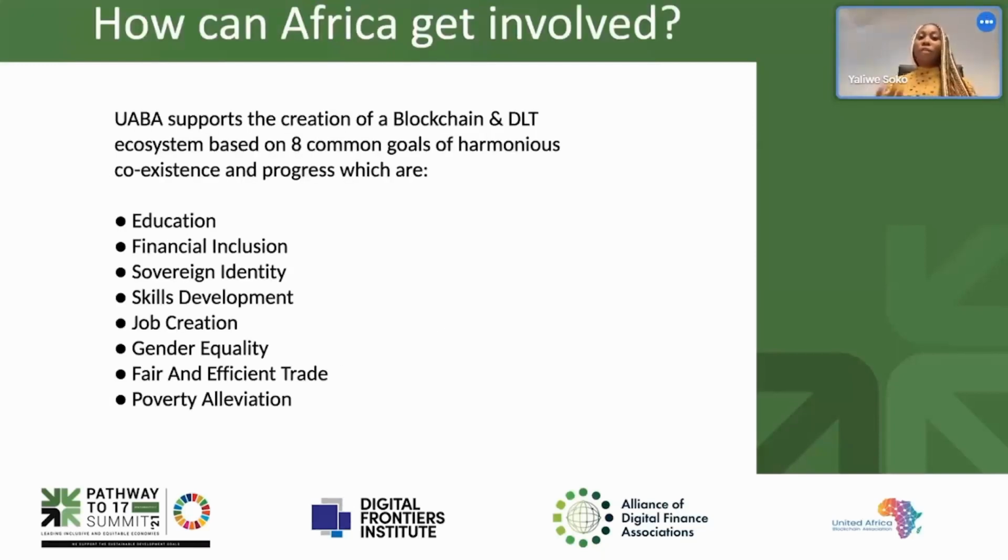And then how can Africans get involved? United Africa Blockchain Association, or UABA, supports the creation of a blockchain and DLT ecosystem based on 8 common goals of harmonious coexistence and progress. Our first is education, because we believe an educated continent is an empowered continent. And also people are often afraid of what they don't understand. So the first part is education, and I might skip to the others before I go to financial inclusion. And with education, it's also skills development.